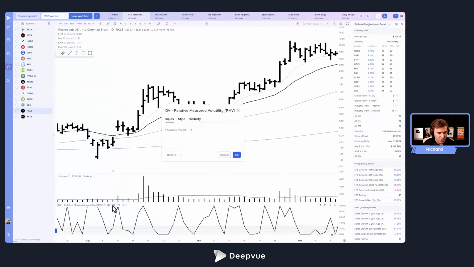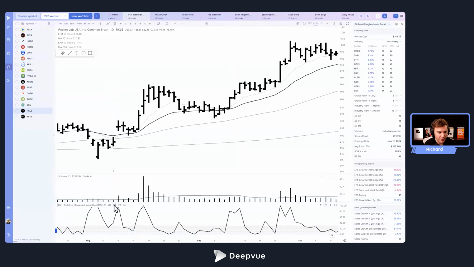But let's change this to 15. That's how you change it, by the way: you click the gear icon, then you can adjust that. You can see that there are so many expansions that anything that's not an expansion in this type of stock looks tight. So it's not as actionable, or it's not pointing out as significantly the subtle tight areas. It still is pointing them out, because you can see this inside day, very tight RMV.